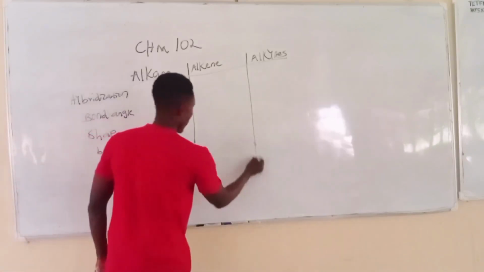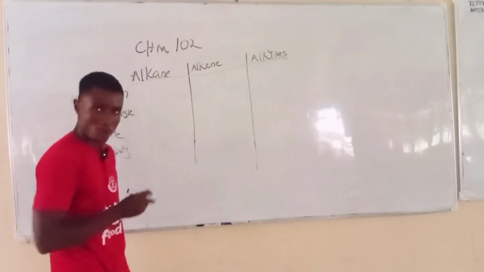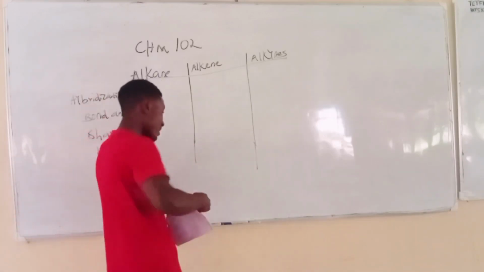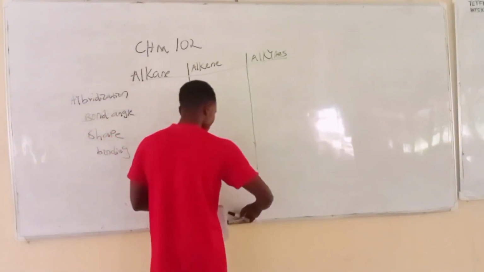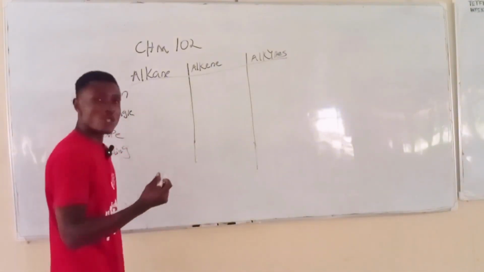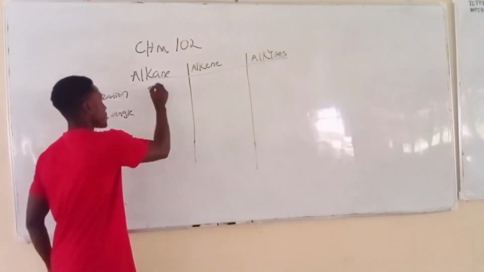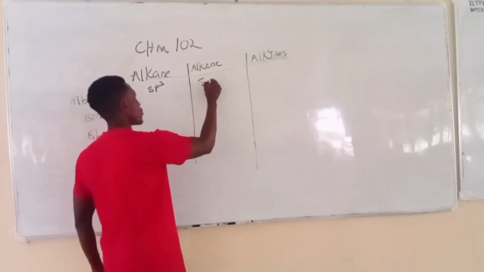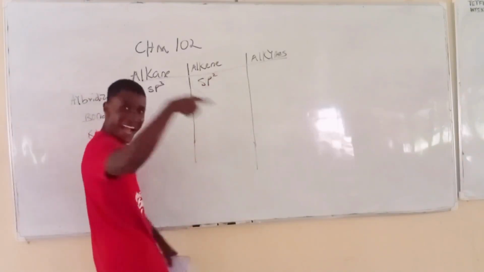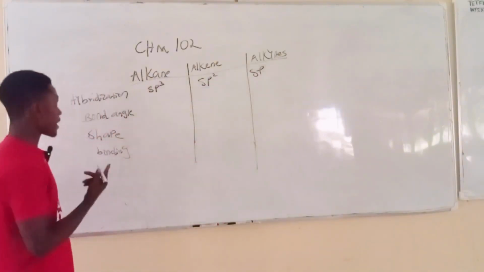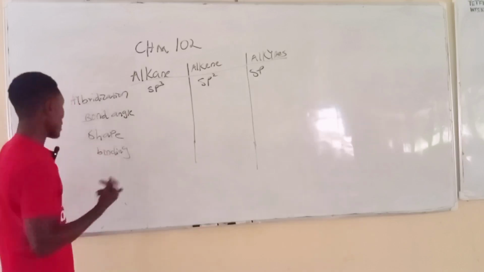So we move ahead to the hybridization. Remember when I was talking about sp3 hybridization and where it is found, I said sp3 hybridization is found in alkanes. So the alkanes are sp3 hybridized, while the alkenes are sp2 hybridized, and the alkynes are sp hybridized. Remember when I talked about this that day in our last video.